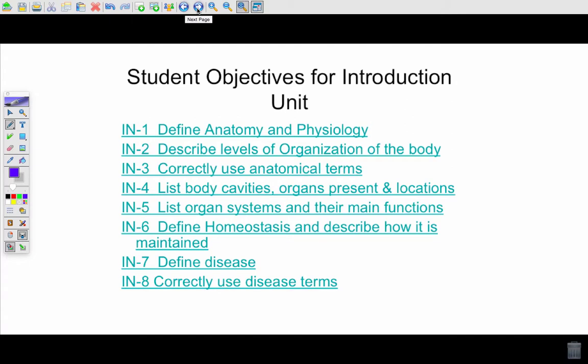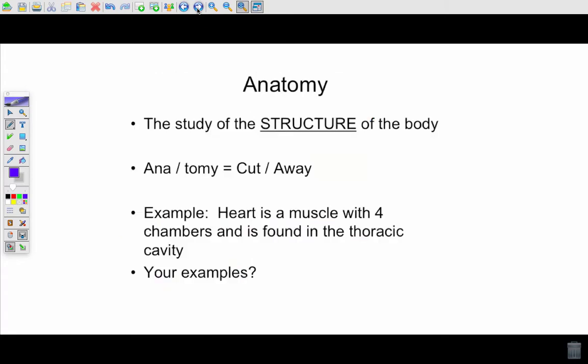There are the objectives. You have those listed. Okay. Anatomy means the study of the structure of the body. When broken down, it means to cut away. An example would be the heart is a muscle, so that's talking about the anatomy. This is the structure. Has 4 chambers, also anatomy because it's talking about the structure, and it's found in the thoracic cavity. Notice in there, there's nothing that talks about what the heart does.